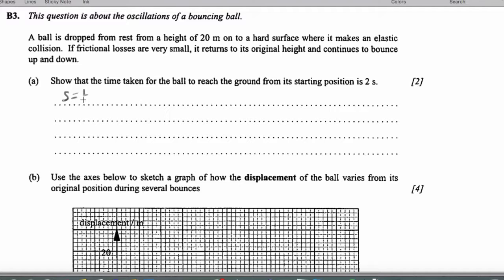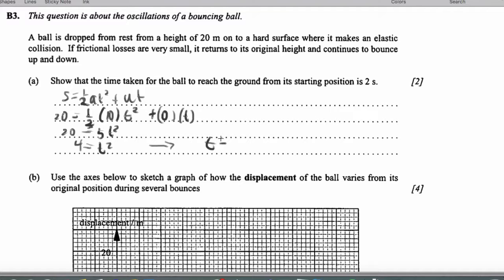We could say S is 1/2 AT squared plus UT. Now it's falling from rest. It falls 20. The acceleration is 10 due to gravity. T is unknown. And our starting speed is 0. So we end up getting 20 is 5t squared. 4 is t squared. And then when we isolate, we're going to get t equals 2 seconds.